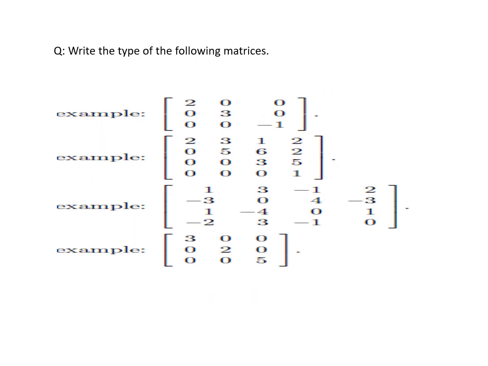Here you have to write the name of the matrices. The first example, you see, only diagonal elements are present and all off diagonal elements are equivalent to 0. So that is an example of a diagonal matrix. In the second example, you see all diagonal elements and upper diagonal elements are present and lower diagonal elements are all equal to 0. So that is an example of an upper triangular matrix. So you have to write the names of the other two examples here.